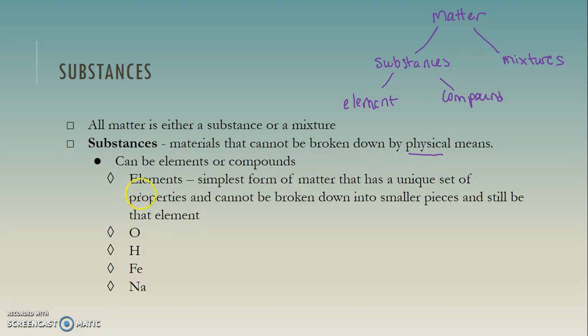I have some examples down here of elements. Elements are the simplest form of matter that have the same properties. Oxygen, hydrogen, iron, sodium. These are all things off of the periodic table. If you break them down into smaller pieces, because they are made up of smaller pieces, you could break them down into things like protons, neutrons, electrons, quarks, whatever. But you don't have oxygen anymore, or you wouldn't have hydrogen. So when we do some practice on this, and it asks you to identify things as an element, a compound, or a type of mixture, if you find them on the periodic table, it's an element.